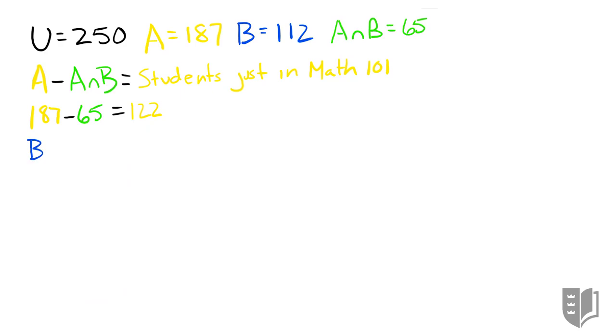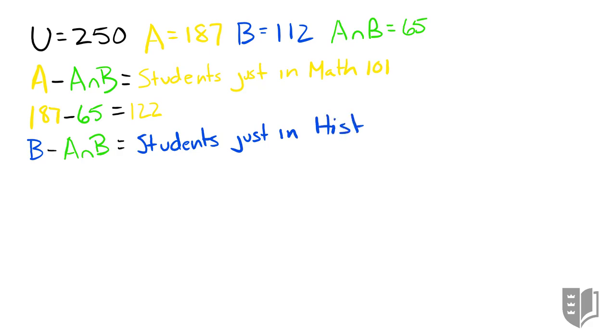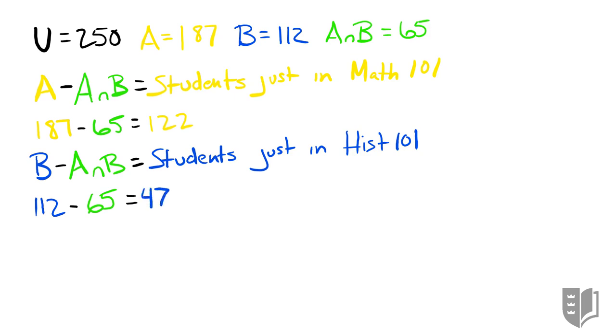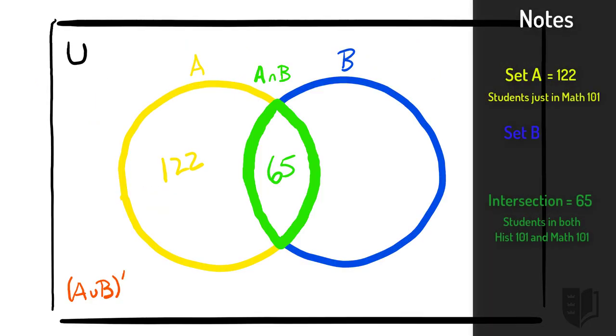Now we just need one more number inside of our circles. And that's finding the number of people that are just in History 101. So we have the number of total people in History 101. We want to subtract the number of people that are in both History 101 and Math 101. And that will give us the number of people that are just in History 101. So that's the following numbers we were given. It's 112 minus 65 is equal to 47. All right, 47 is our number. So that's the number of people that are just taking History 101. So let's go ahead and put that in blue in our blue circle.